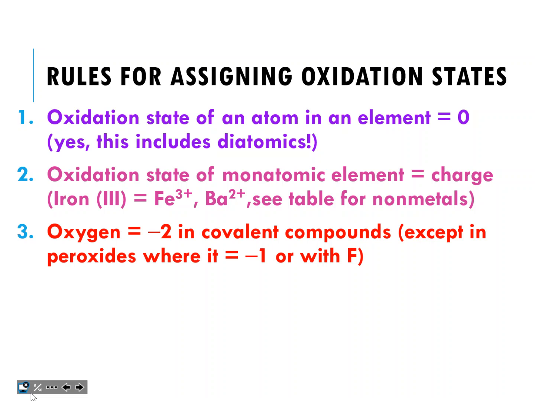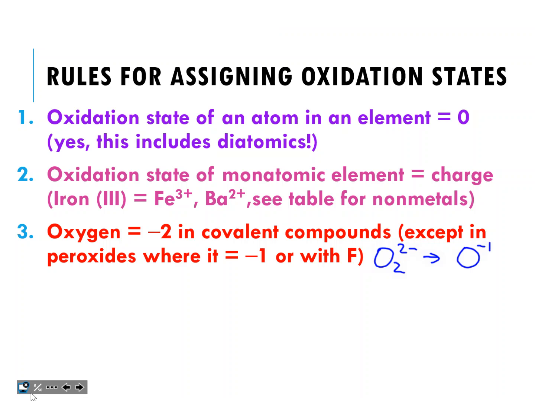Now, oxygen is usually -2. There are a couple of exceptions to this rule though, except in peroxides, where it's -1. Peroxides are written like this: O2 2-, so that means that each oxygen carries a -1.